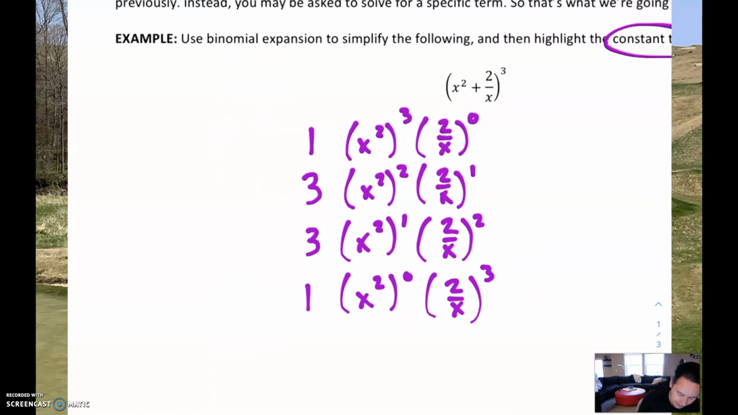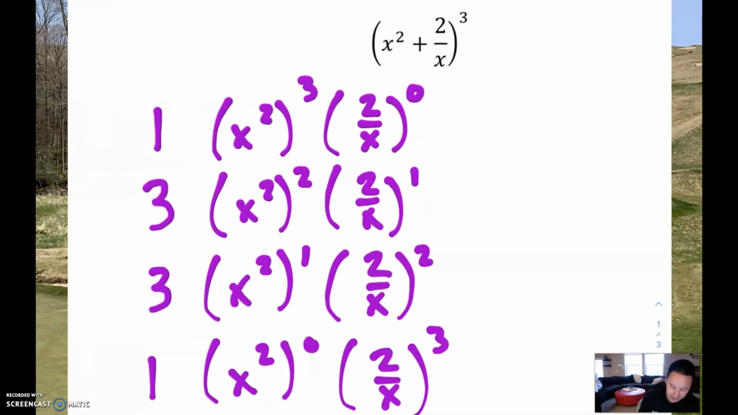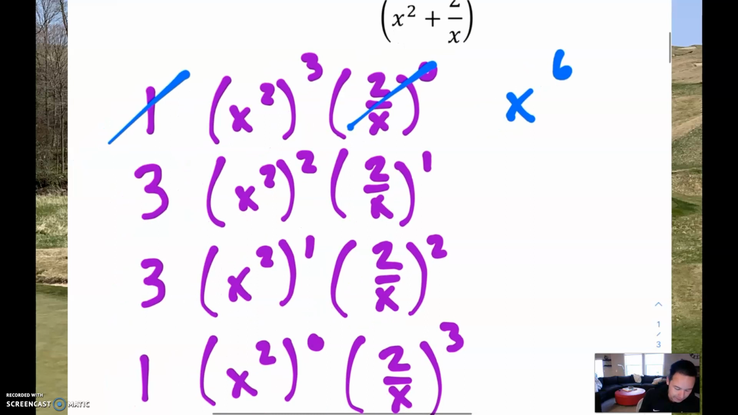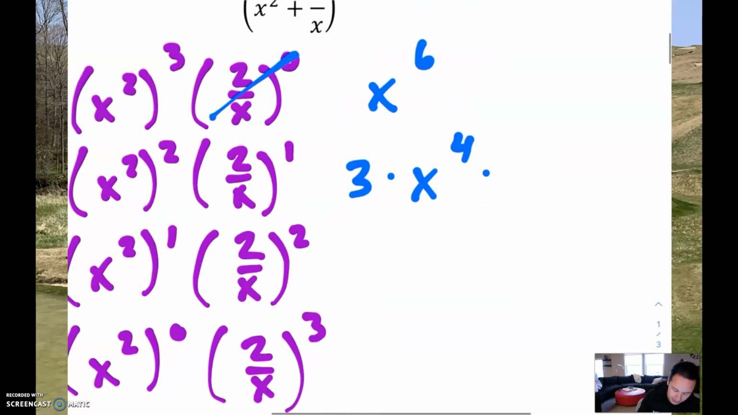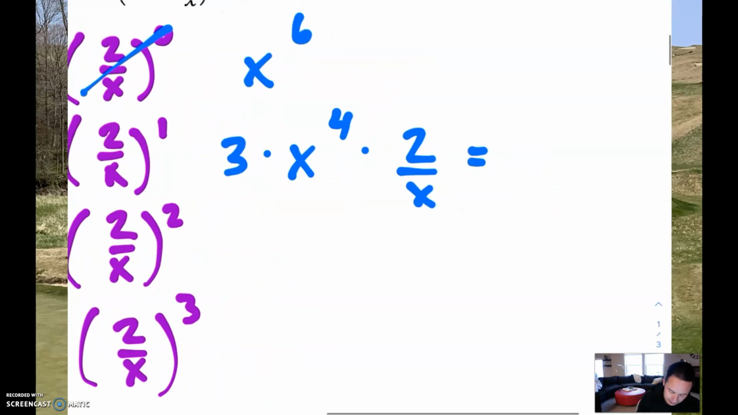Now let's go ahead and simplify. For that first term, anything to the power of 0 is 1. 1 times 1 is 1. And if you have x squared raised to the 3rd power, that becomes x to the 6th power. Then for the next one, we have 3. We're going to multiply it by x squared squared. That becomes x to the 4th. And that gets multiplied by 2 over x. And to simplify this one, we can just take the 3 times 2, and that's going to equal 6.